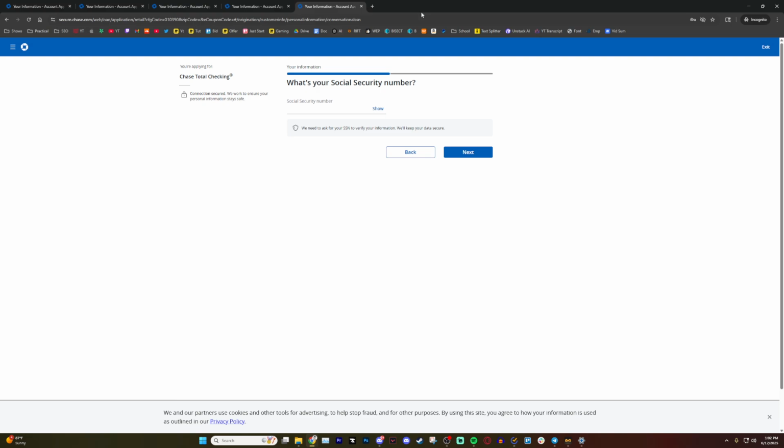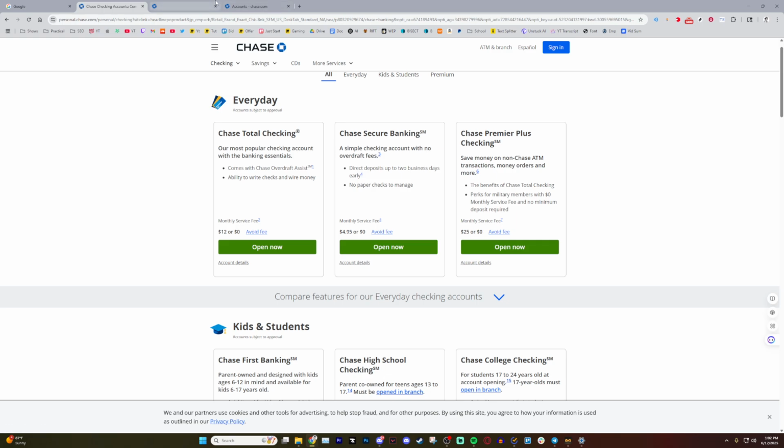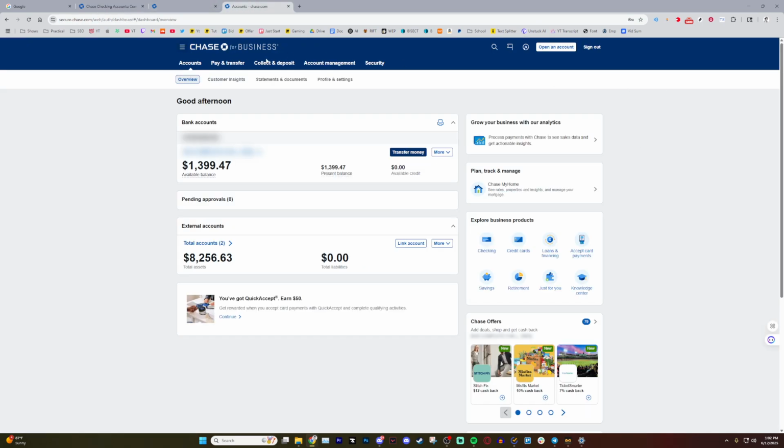And so after everything, your bank account should be open. So in my case, this is my bank account right here. As you can see, for credibility, I do use Chase. So this might look a little bit different, but it should look relatively the same. The only difference is I have Chase for business. And so if you open up a personal checking account, it's going to look like a personal checking account. And so, yeah, this is where your money would be.